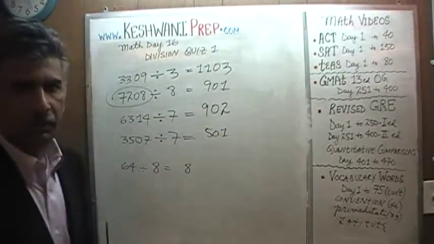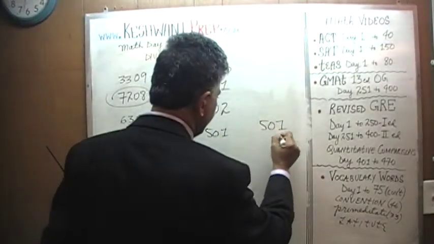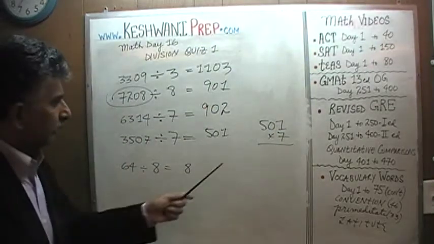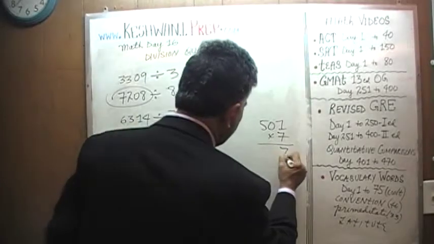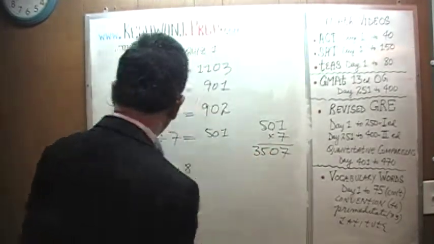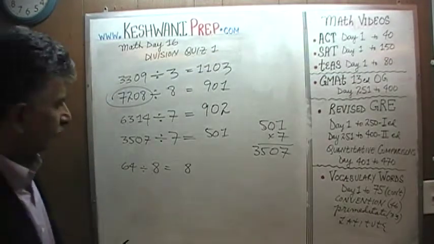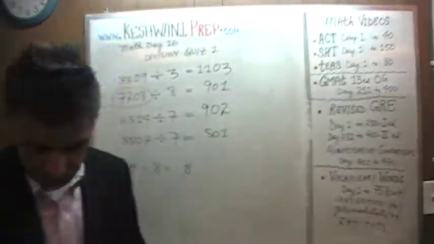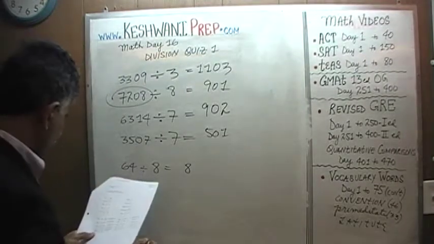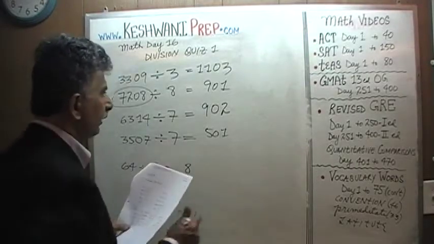501. Now we're going to verify it. 501 times 7 better give us what we started out with. 7 ones are 7. 7 zeros are 0. 7 fives are 35. What do you know? 3,507. It comes out. Let's do one more, shall we? How about 6,424?